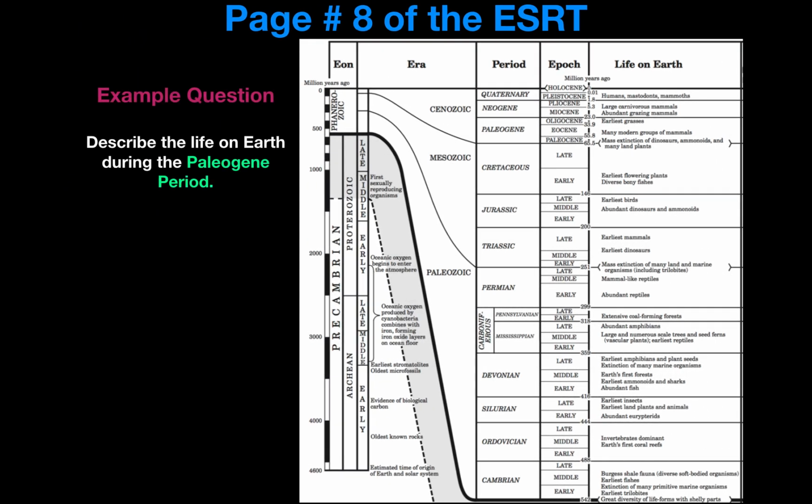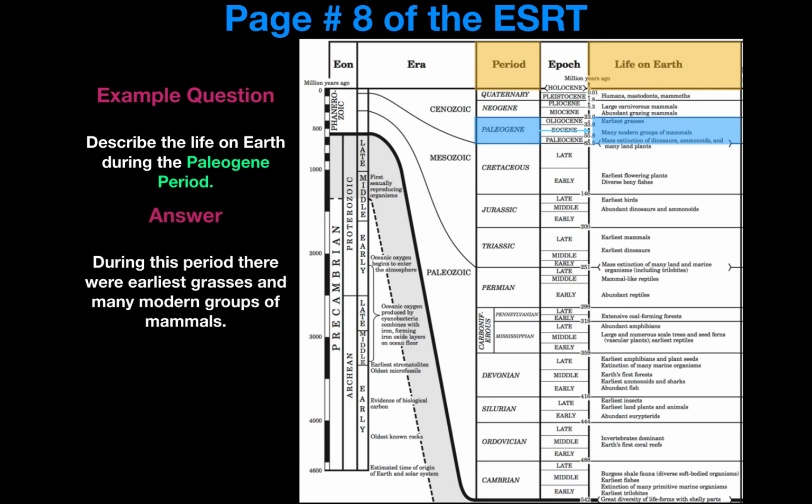Another example is, describe the life on Earth during the Paleogene period. I highlight the Paleogene period because that's going to be our starting point. So we're interested in life on Earth, but we need to start with period. And specifically, we want the Paleogene period. If we want to know the life on Earth that developed at that time, we look over to the Life on Earth column, and we see that we had earliest grasses, and also many modern groups of mammals. So that's how you would describe the life on Earth during that time. Find the Paleogene period, and look over to the Life on Earth column.